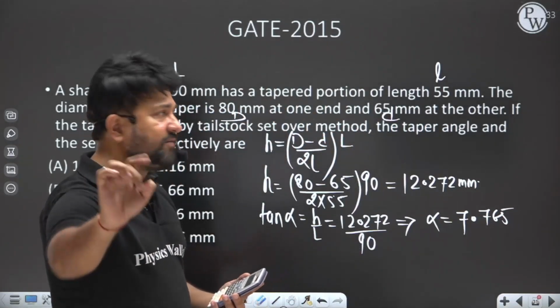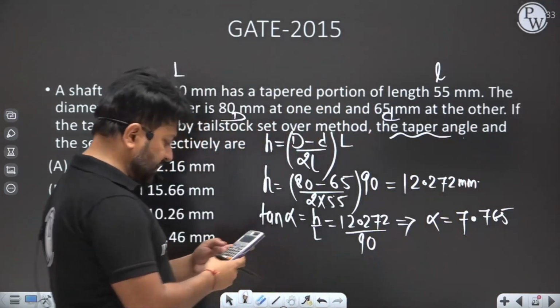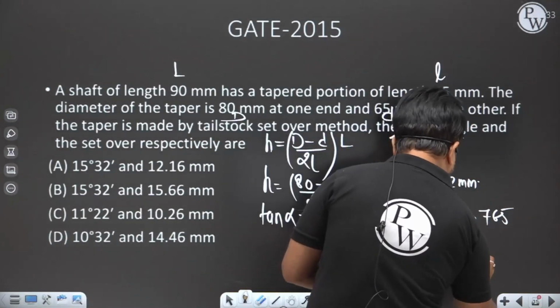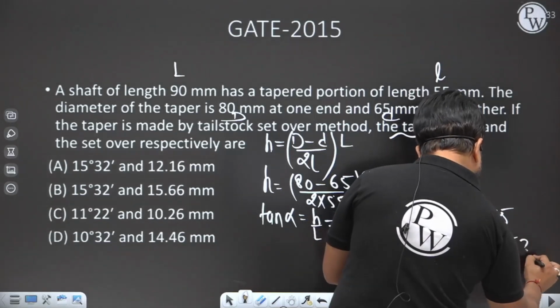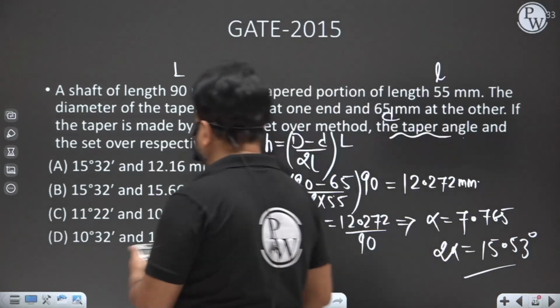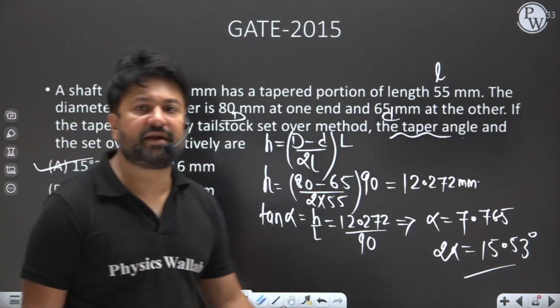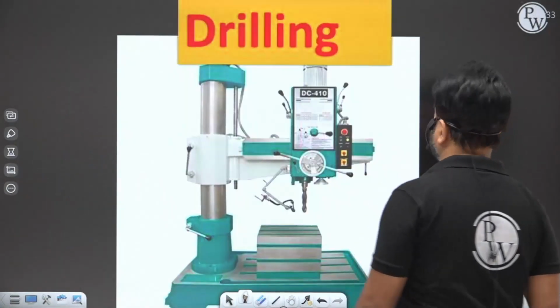It is saying half cone angle, half taper angle, and he is asking the taper angle. So make it twice. 2 alpha, that is taper angle, comes 15.53 degree. So A is the correct answer, right? I hope you understand this concept.